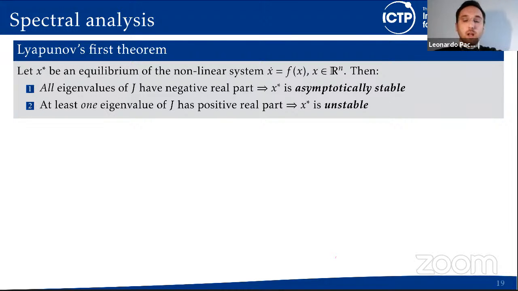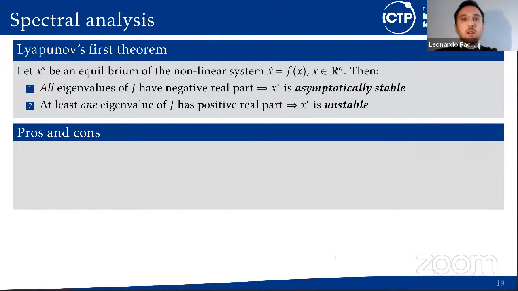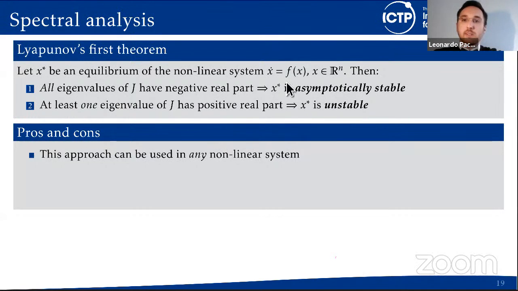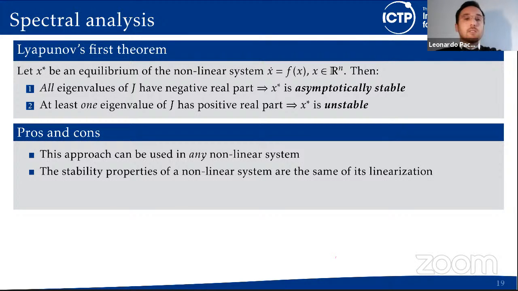Okay. So you see that compared to using Liapunov functions, this approach is actually much simpler because it can be applied to any nonlinear system. As long as we know explicitly how this function is defined, we can always apply this approach. And this theorem is actually quite powerful in the sense that it tells us that the stability properties of the equilibrium of a nonlinear system are exactly the same as those of the linearized system. So we can use this approach to study equilibria in a nonlinear system.